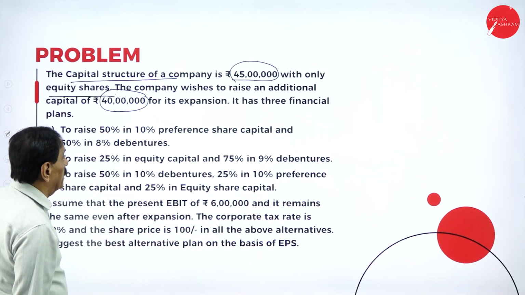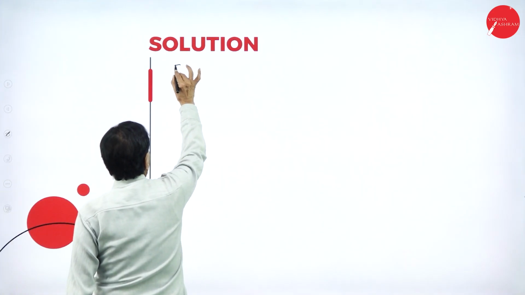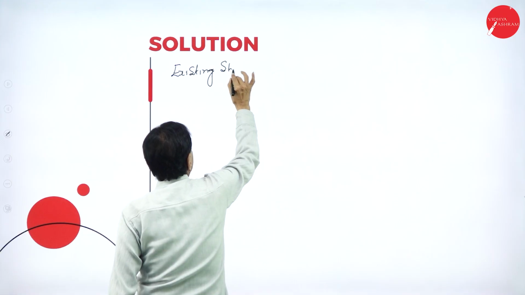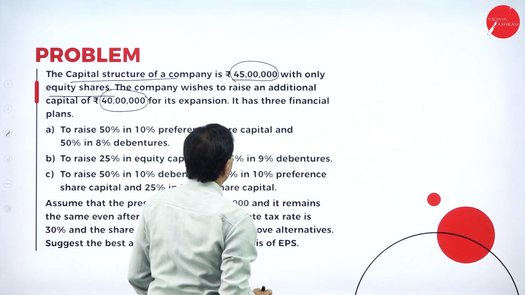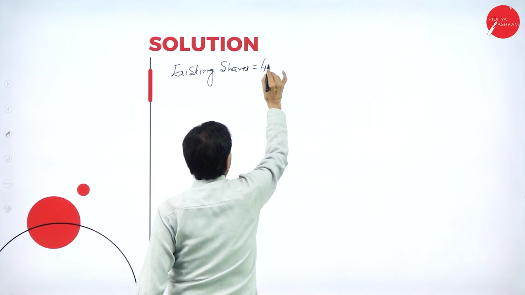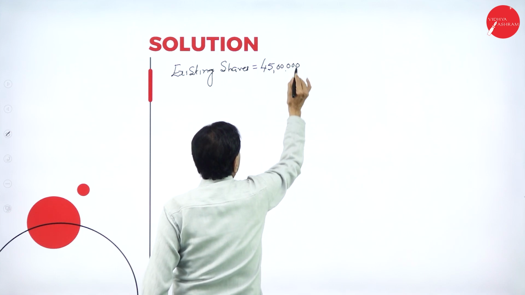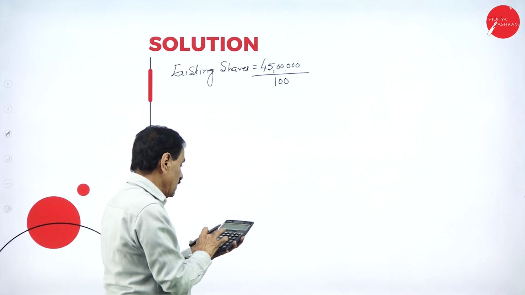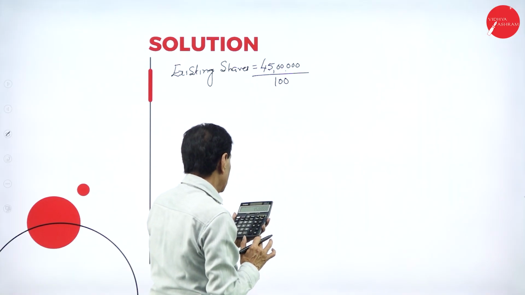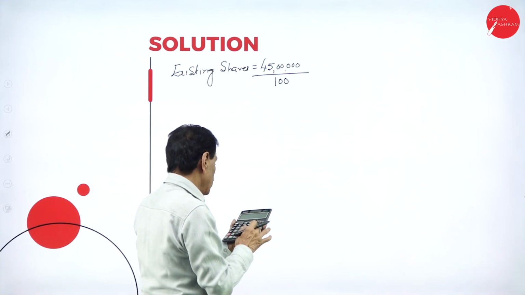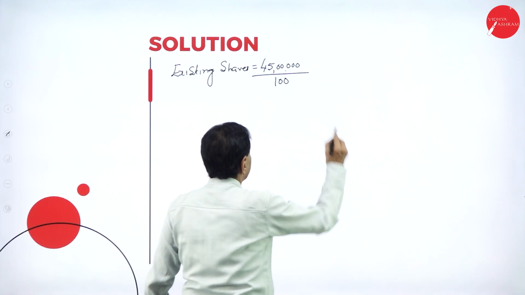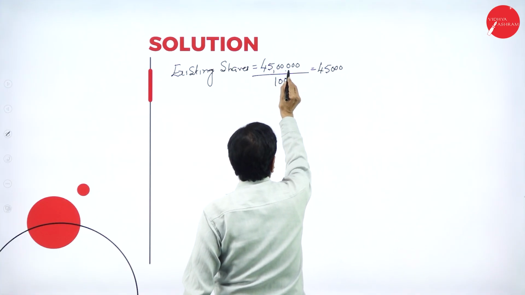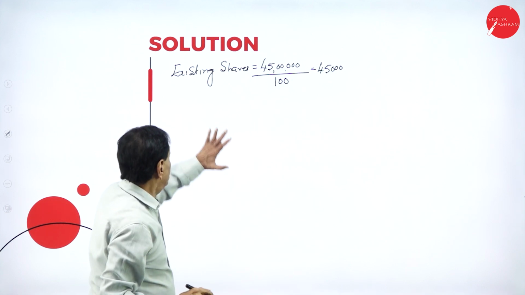What is your existing capital? 45 lakh. Existing shares is equal to 45 lakh divided by 100, that is 45 followed by 50 divided by 100, 45,000. This is the existing shares.